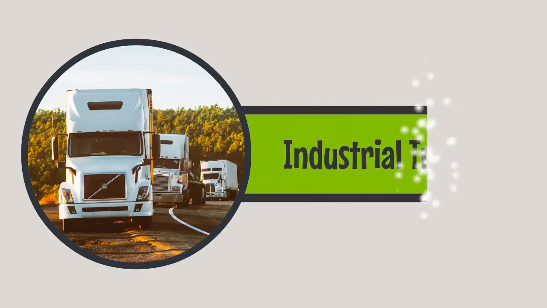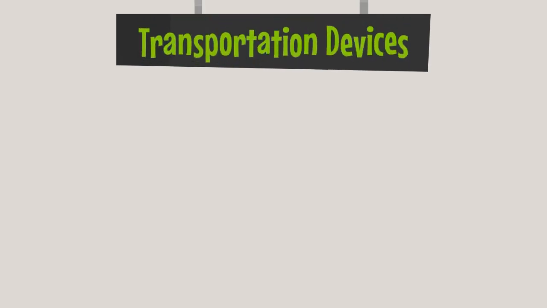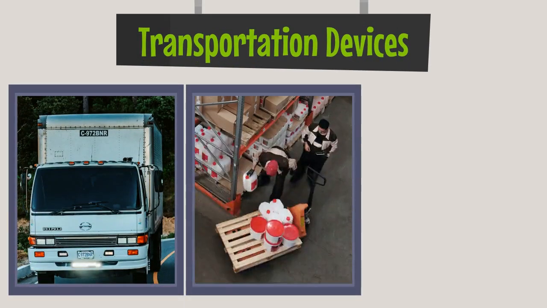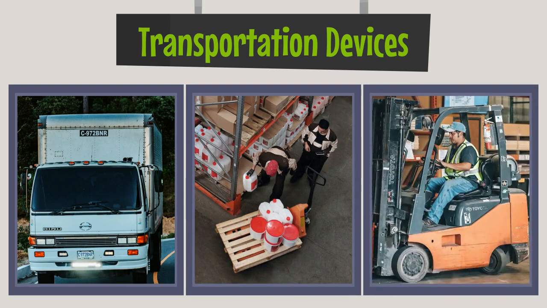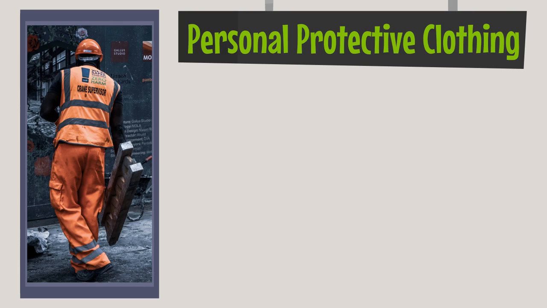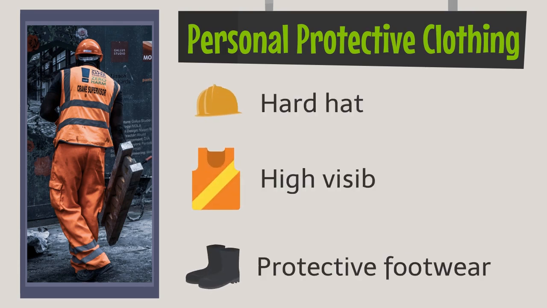Industrial trucks are used to move materials over various paths. These transportation devices can include small, hand-operated trucks, pallet jacks, and various kinds of forklifts. To ensure safe operation, staff must always wear appropriate personal protective clothing. Hard hat, protective footwear, and high visibility clothing are recommended as a minimum when working around forklifts.